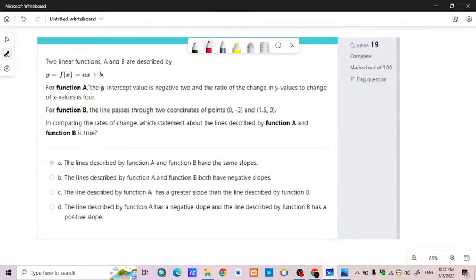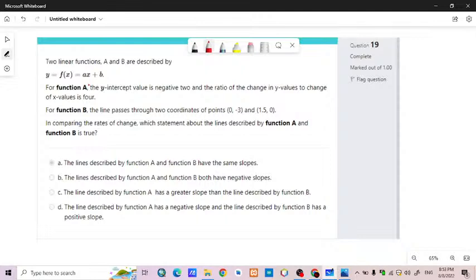Okay, so this question, they state that two linear functions a and b described by y equals f of x equals ax plus b. For function a, the y-intercept value is -2, and the ratio of the change in y to the change of x values is 4.